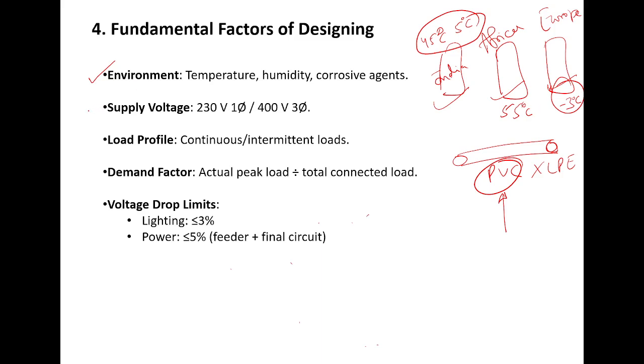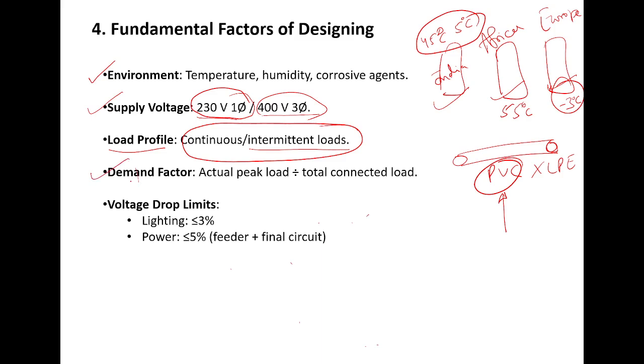Now coming to the next point, supply voltage. You should keep in mind whether you are working with single phase or three phase. Based on this voltage level, you will calculate the load current or select the equipment. Then load profile, what type of load it is: continuous, or intermittent load. Based on this profile, you will select the cable, then circuit breaker and your protective devices. Then after this, we have the load factor and the demand factor.